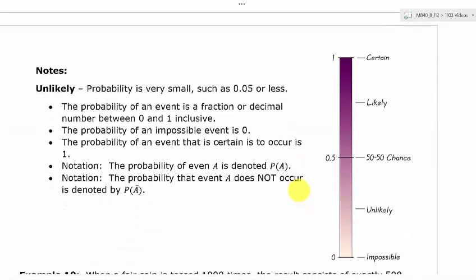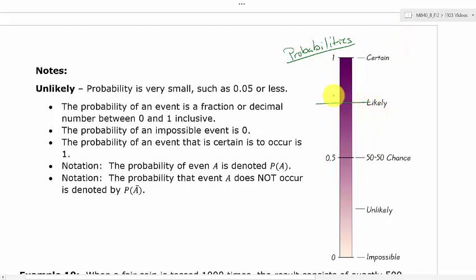A couple of little notes. Something that's unlikely has a probability that's very small, such as 0.05 or less. This is sort of a diagram of things. These are the probabilities, and these are whether they're likely or not.